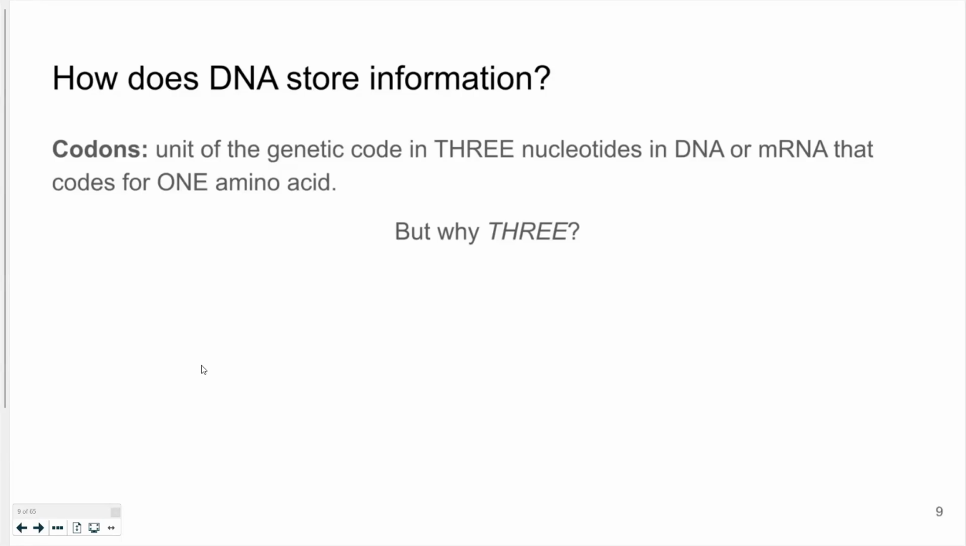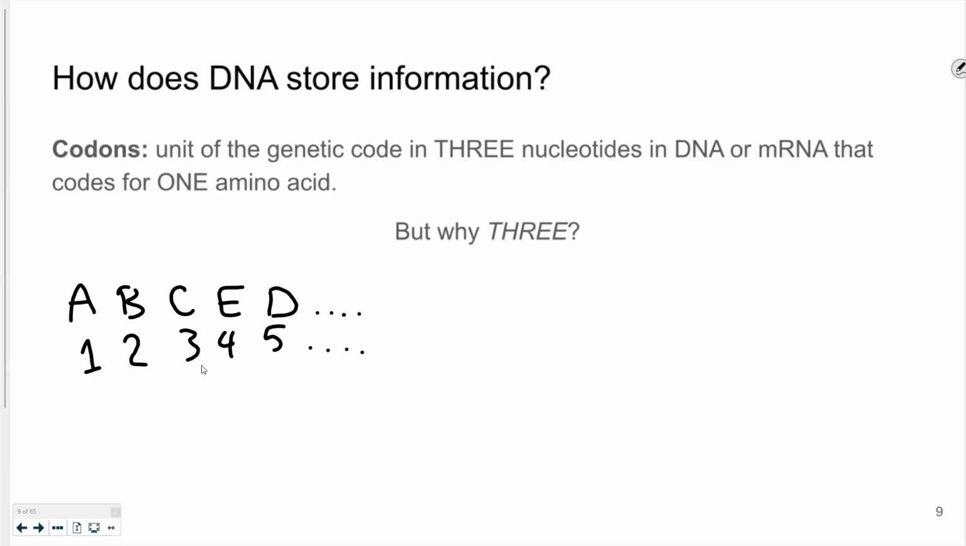All right, so how does DNA store information? Well, it uses these things called codons that are like a secret code. Now, when me and my brothers were small, we had this really great secret code that was totally uncrackable. Nobody could ever figure out what it was. I bet you have no idea what this would be.